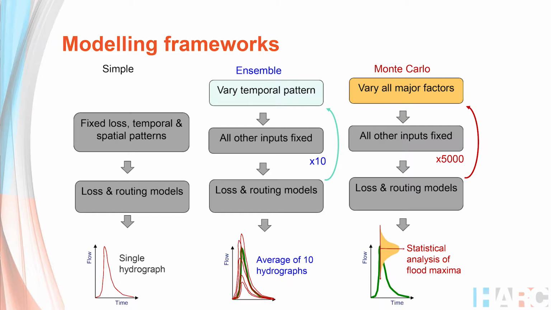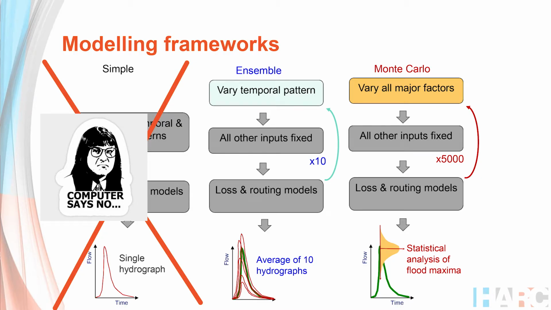Val showed this slide before. What we've been doing for a very long time is the method on the left-hand side, the simple design event, where we've taken a RORB model, put in a single temporal pattern, a single IFD, a single rainfall depth, and a single value of our initial loss, say. We've run that through our model and come up with a single hydrograph. And we've said, great, that's the answer we're going to use.